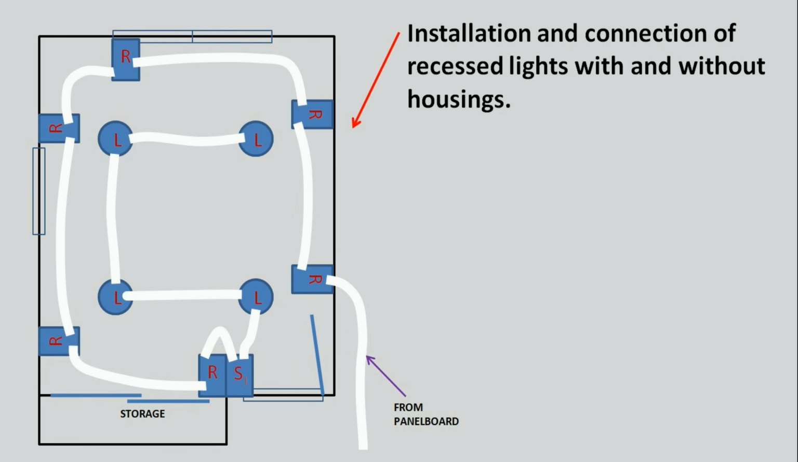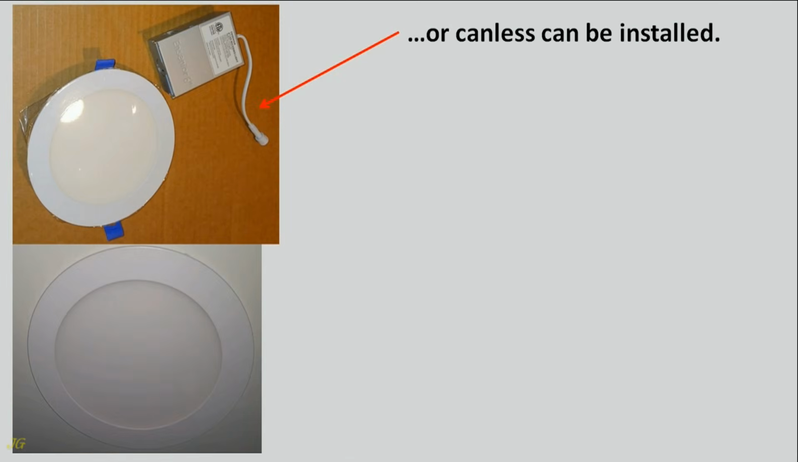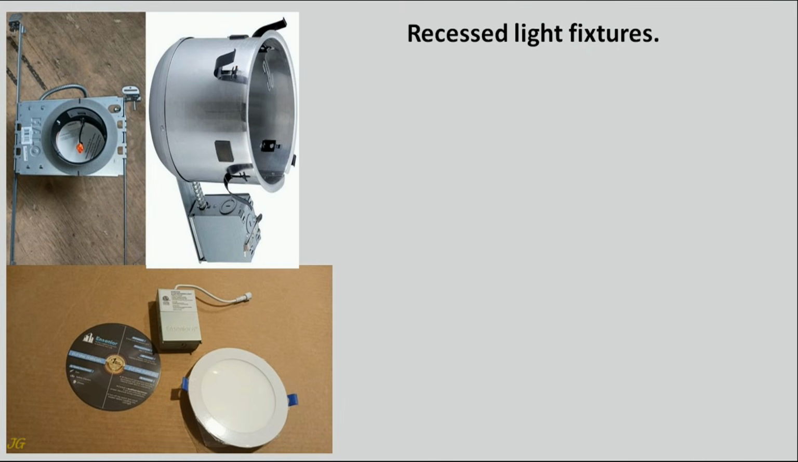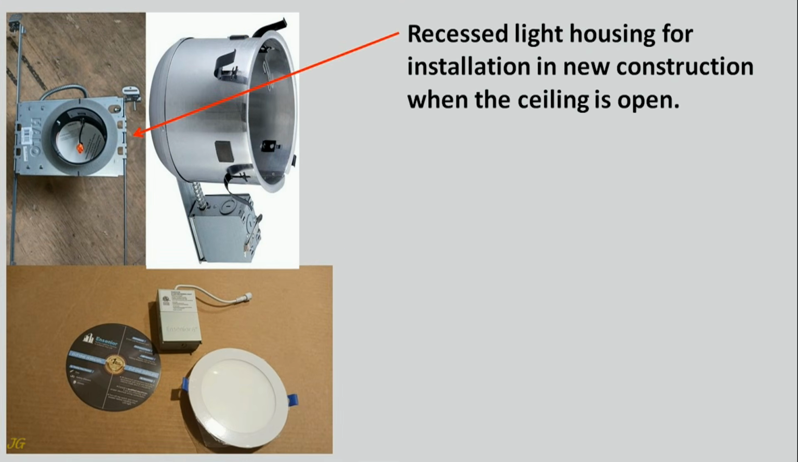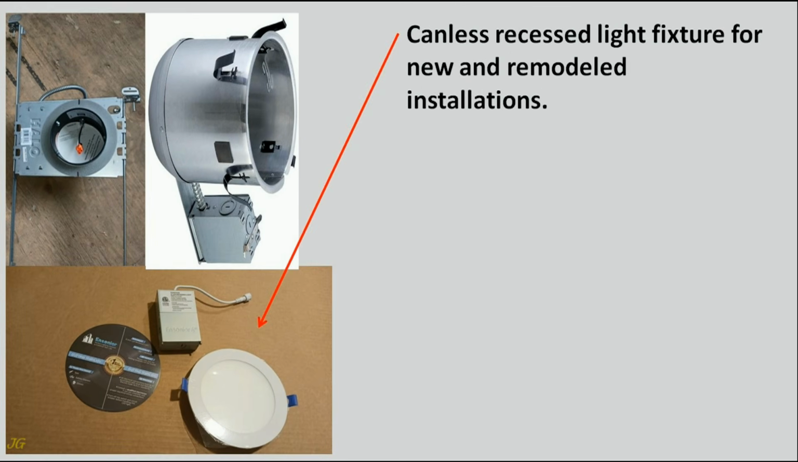Installation and connection of recessed lights with and without housings. As recessed lighting, the recessed light with housing, can or canless can be installed. Recessed light housing for installation in new construction when the ceiling is open. Recessed light housing for remodel installation when the ceiling is not open. Canless recessed light fixture for new and remodeled installations.